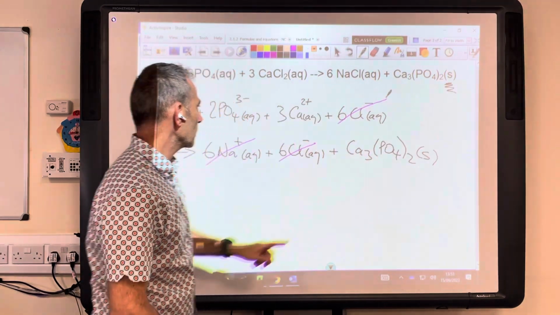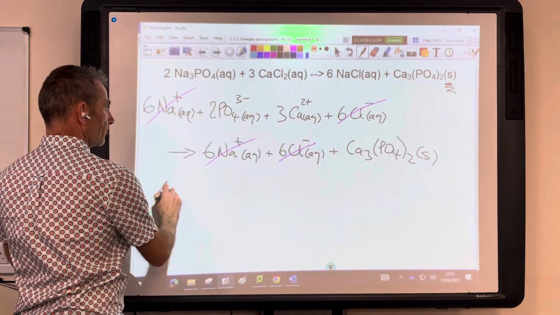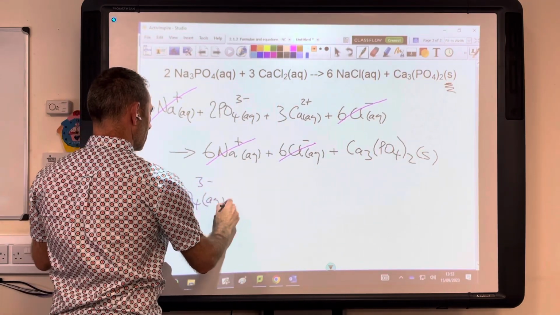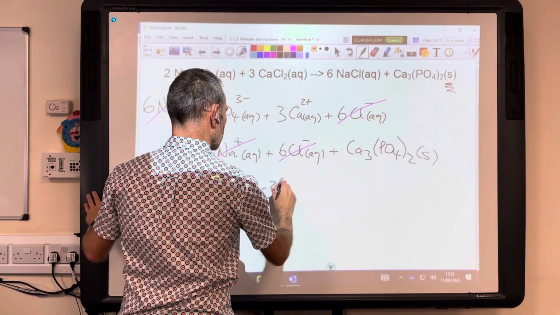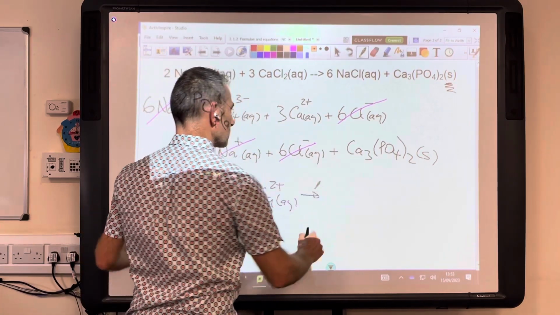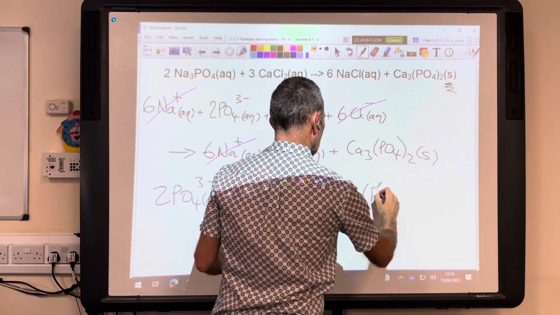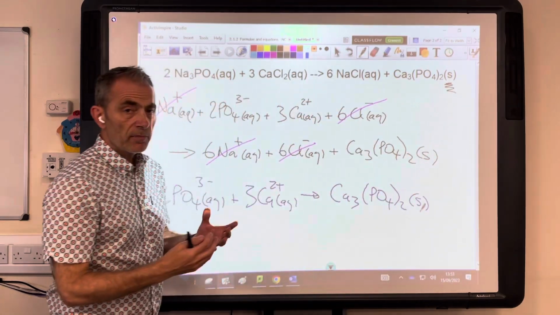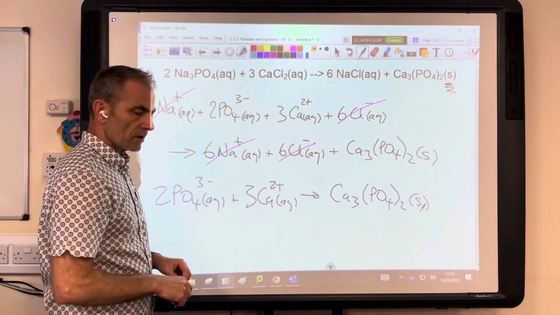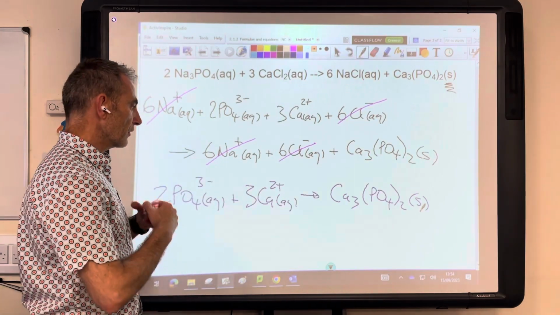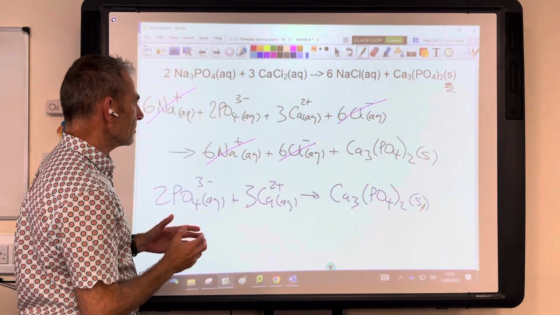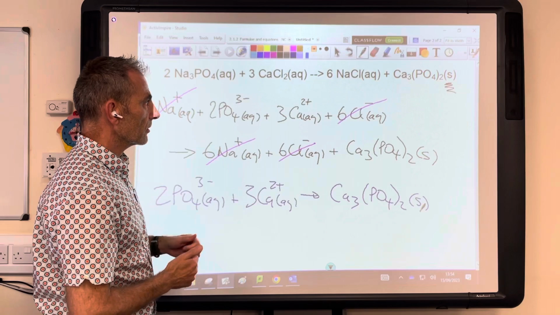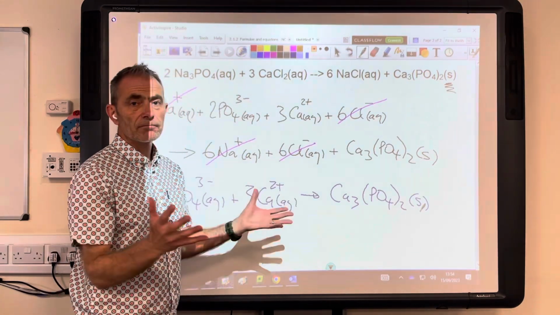What's left over is the ionic equation. So let's, I'll do it. 2 PO4 3 minus aqueous plus 3 Ca2 plus aqueous goes to Ca3 (PO4) twice, solid. So it's really important that you know your ions. I'm always stressing to my students how important that is. You've got to know your ions, and just remember that simple rule: if it's aqueous, separate it out into ions. If it's solid, liquid or gas, leave it alone. And that's it. Hopefully that was helpful.